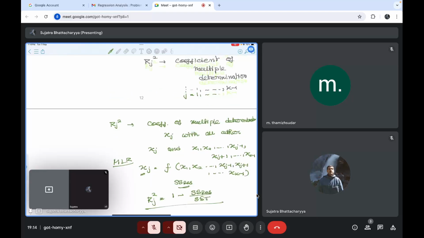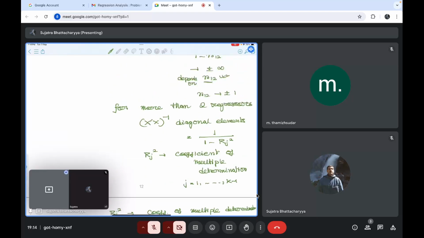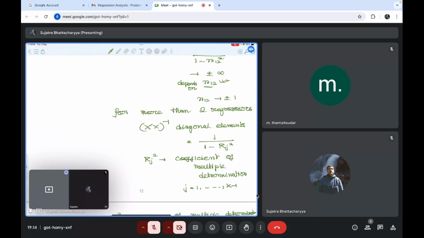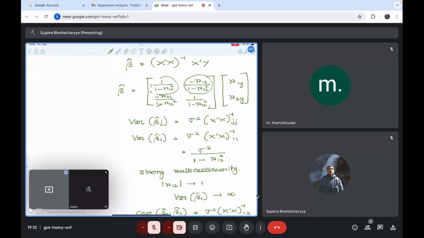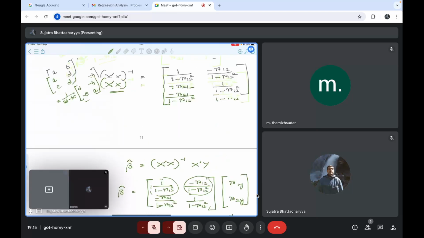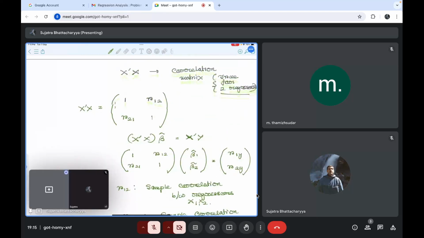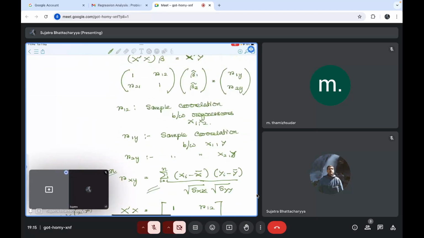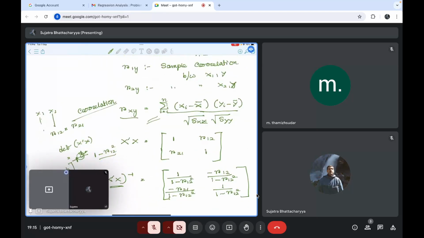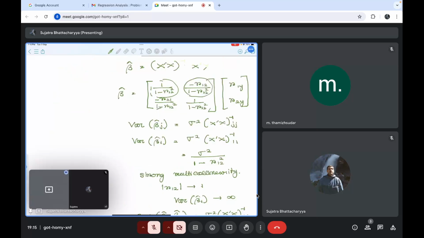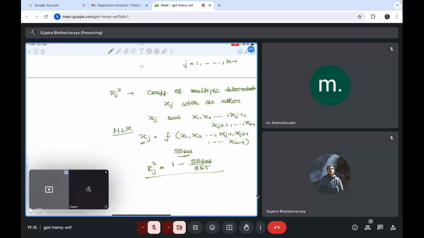Why for two regressors are you using correlation and for others Rj square, the coefficient of multiple determination? Because the correlation, which I have defined as Rxy, is only for two variables. Only for two time series you can do correlation; you cannot do it for more than that. So that's why we have to shift to Rj square.